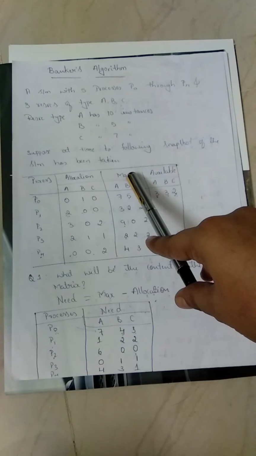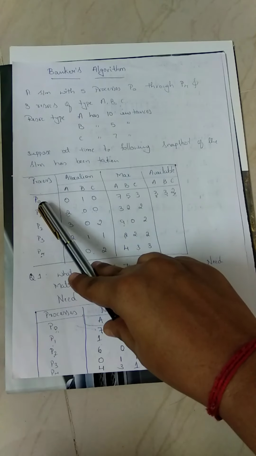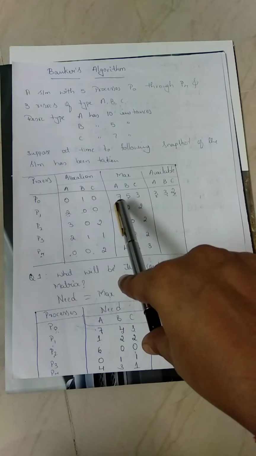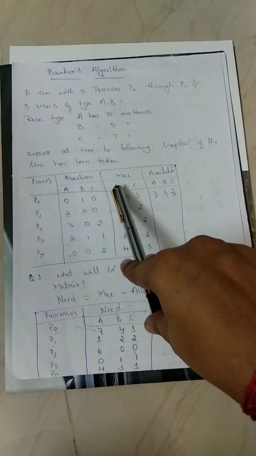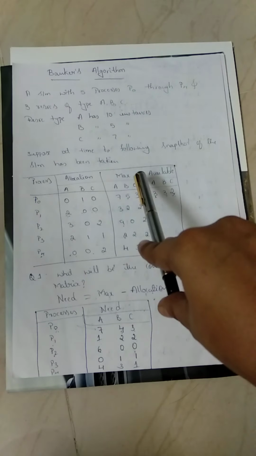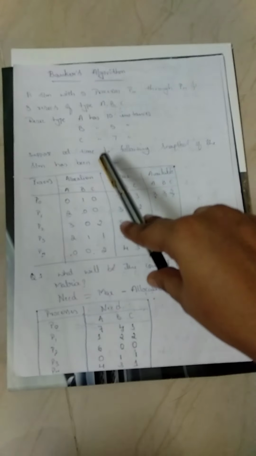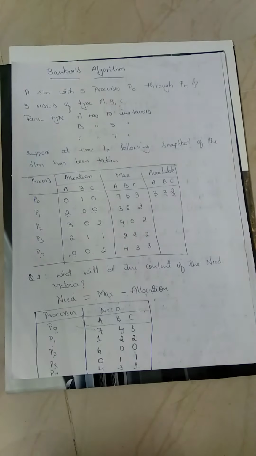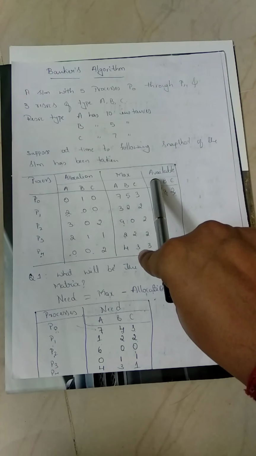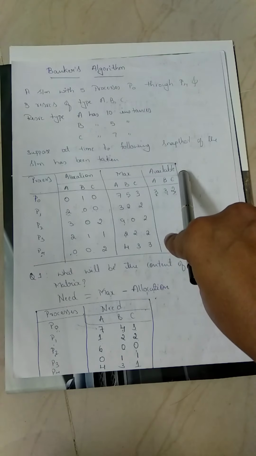Max is the maximum demand of each resource type for each process. So to complete the execution of P0, it requires 7 instances of resource type A, 5 instances of resource type B, and 3 instances of resource type C. In this way, it is given for all the processes. And at this point of time, the available resources of each type are given: 3 of type A, 3 of type B, and 2 of type C.